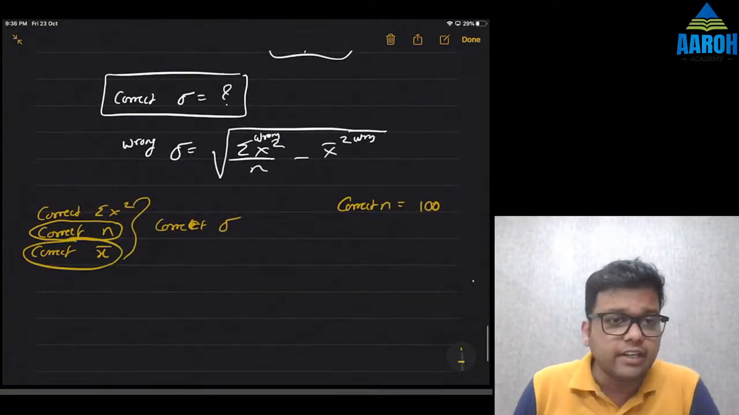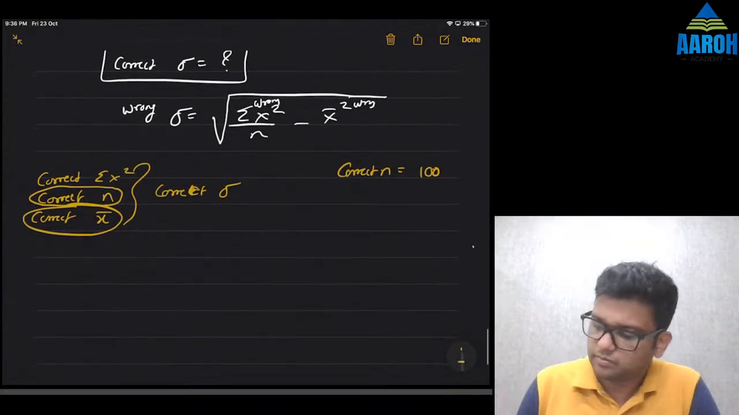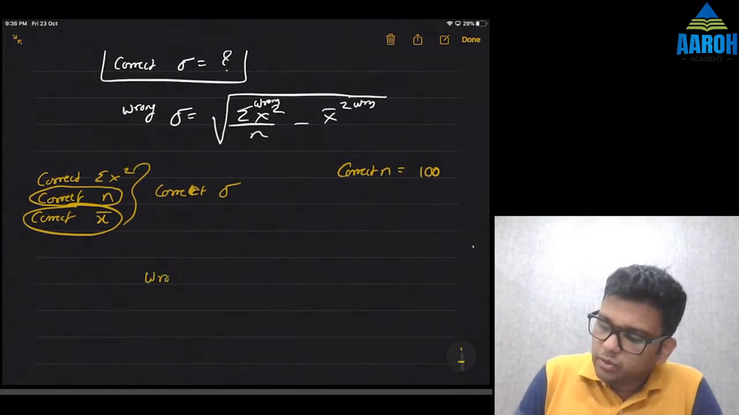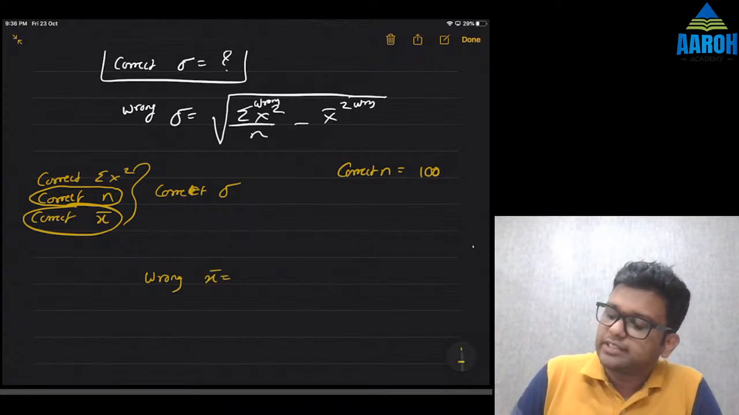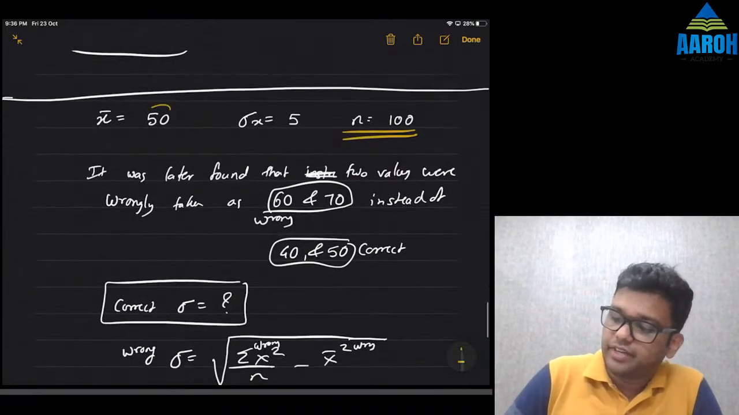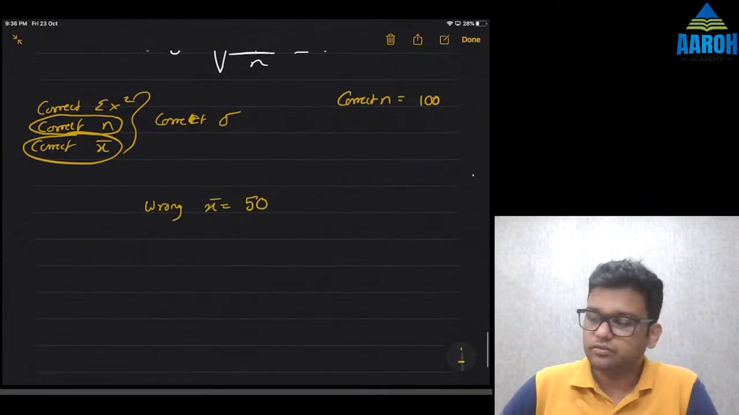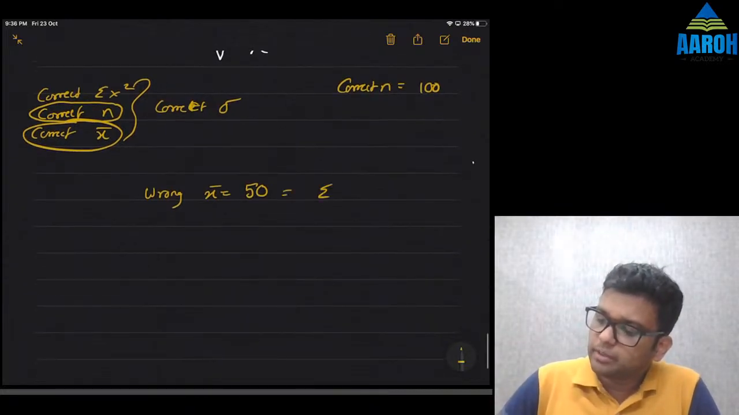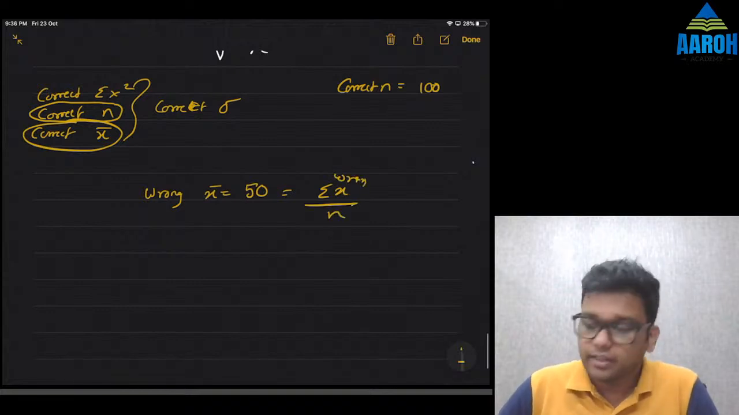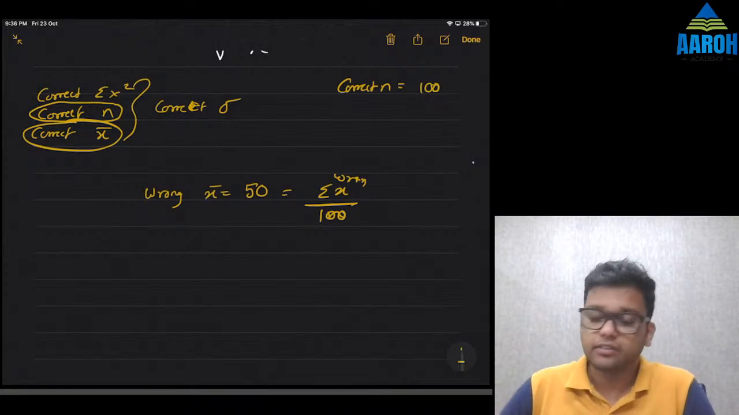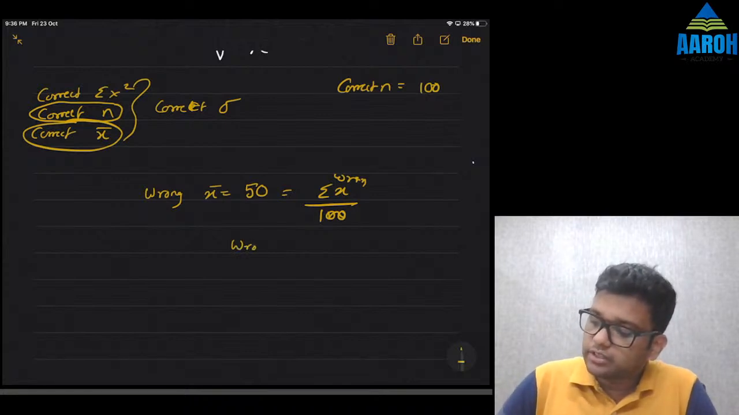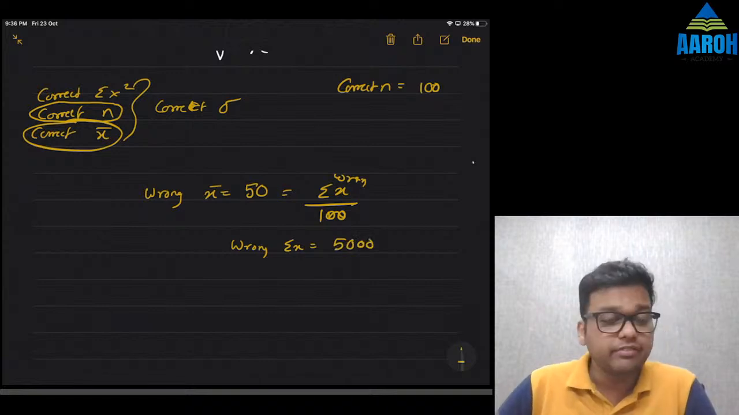Correcting x bar is easier. Let's do that first. We know wrong x bar right now. Wrong x bar is how much? 50. We have got wrong x bar as 50. But we know wrong x bar is what? Summation x, which is wrong summation x upon n. N is 100, right? That means we can get wrong summation x as 50 into 100. That is 5000.